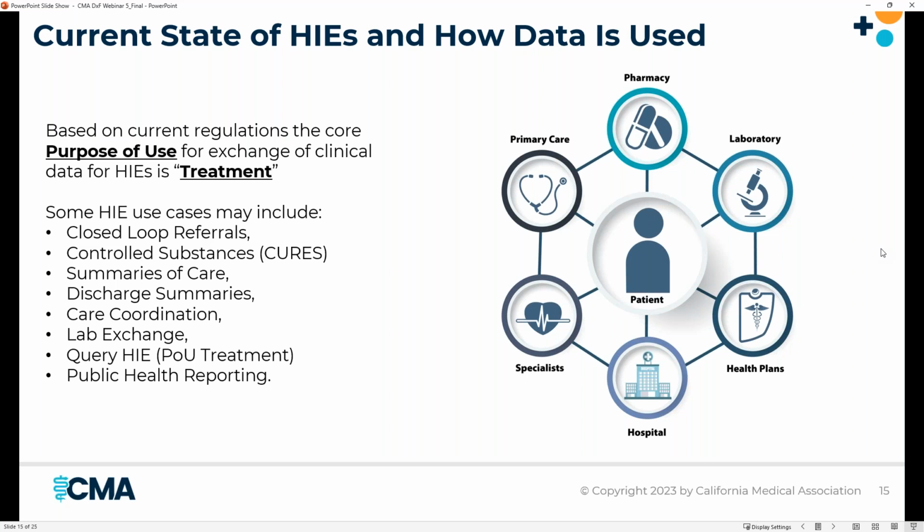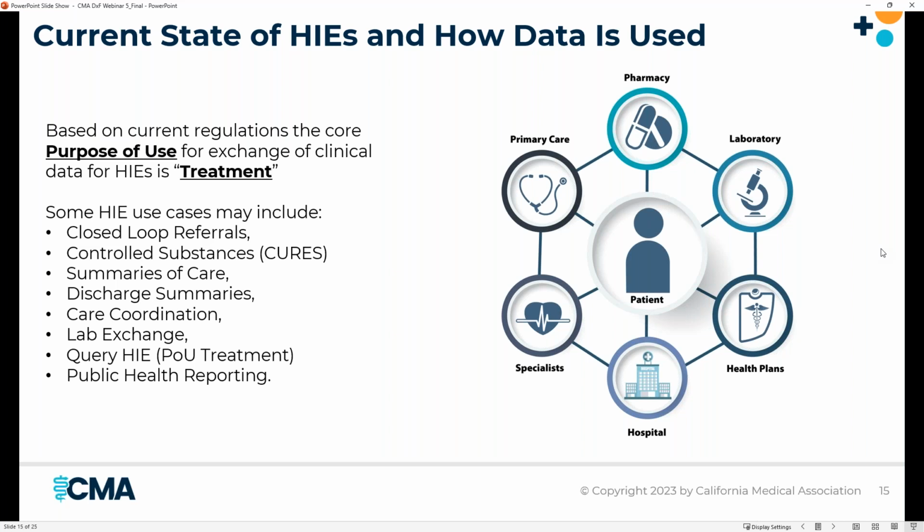With an HIE, this is done technically in the background through the transaction. Each transaction has what's called a purpose of use, and it's up to the responding system or the HIE community to define what purposes of use they will allow for the data to be utilized and accessed. Primarily now it's treatment. There are other use cases, but right now the core use case is treatment, which is pretty broad, which means the data can be used for a lot of different things, such as referrals, discharge summaries, care coordination, lab exchange.